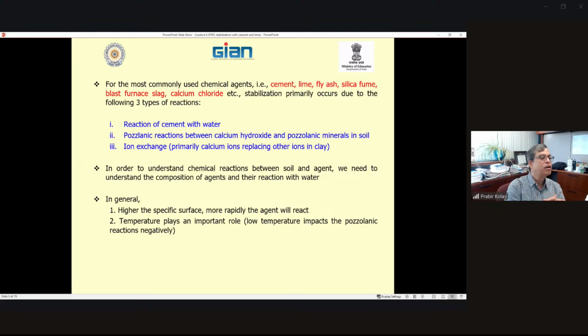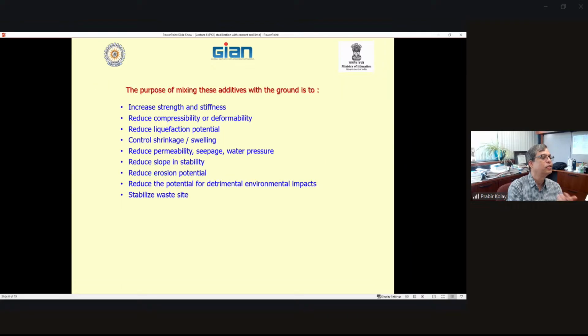That's very important. In order to understand the chemical reaction between the soil and the stabilizing agent, we need to understand the composition of the agent and its reaction with water. Water is what the reaction takes place in, right? In most cases, when the particles are fine, the surface area is more, then the reaction will be more. Temperature plays an important role. Obviously, the higher the temperature, the more the reaction. We'll talk more in geopolymer soil stabilization. Low temperature impacts the pozzolanic activity reaction negatively, so we need higher temperature for more chemical reaction.